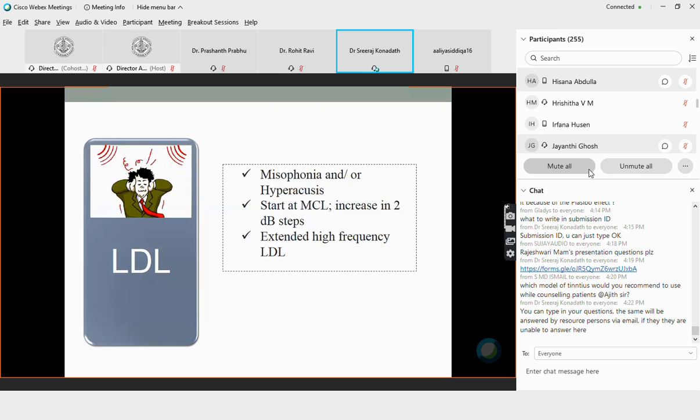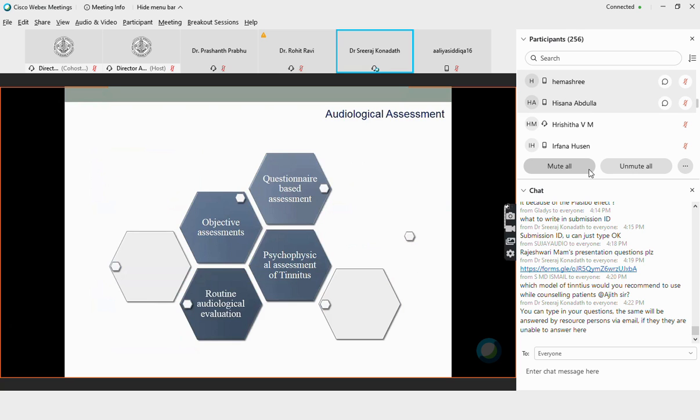So when you're presenting sounds to these individuals, you have to keep in account that you're not affecting their loudness tolerance levels. And it is better to start in such cases at MCL level, that is the most comfortable level, and increase in 2 dB steps. And also you have to do extended high frequency LDLs if required. So that is about case history components and routine audiological evaluations that you need to be following.